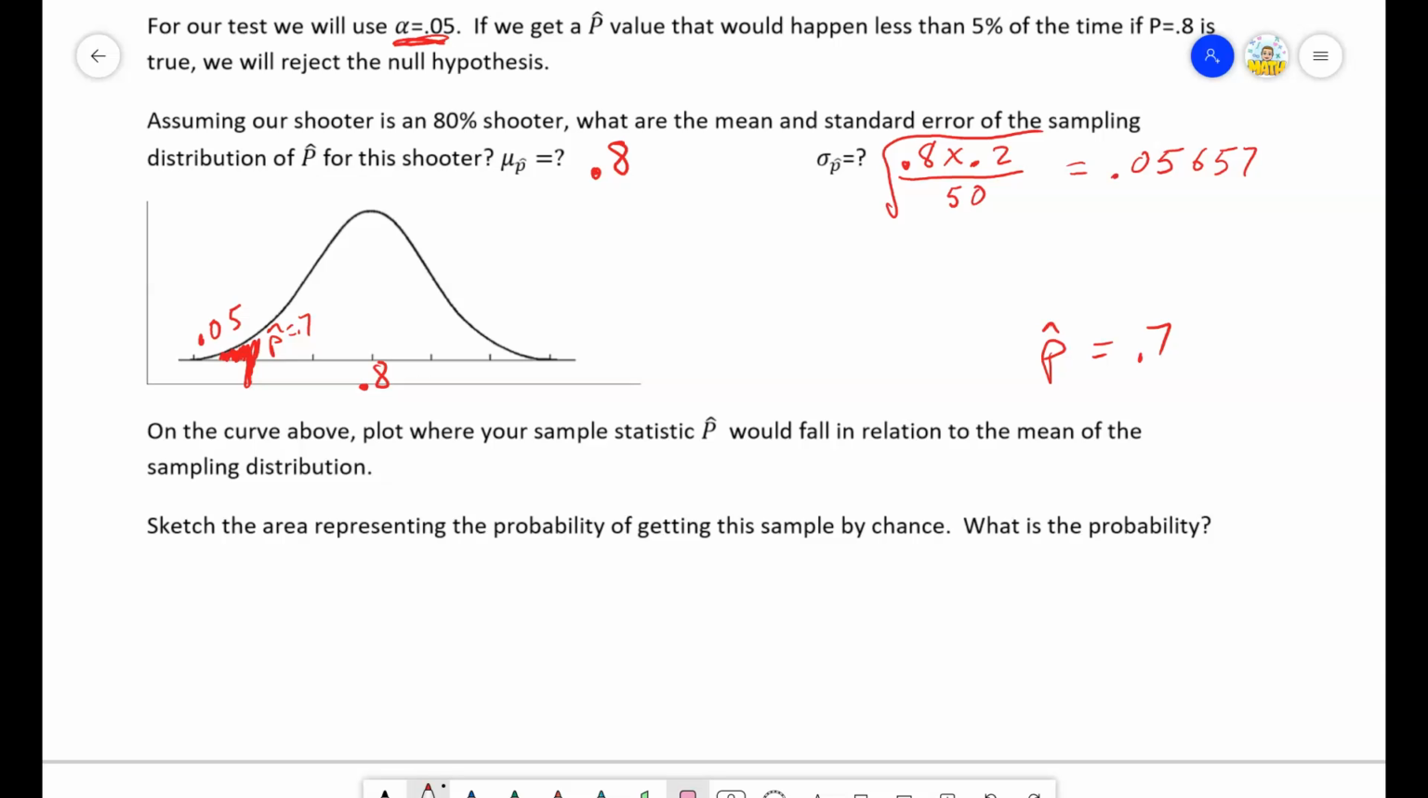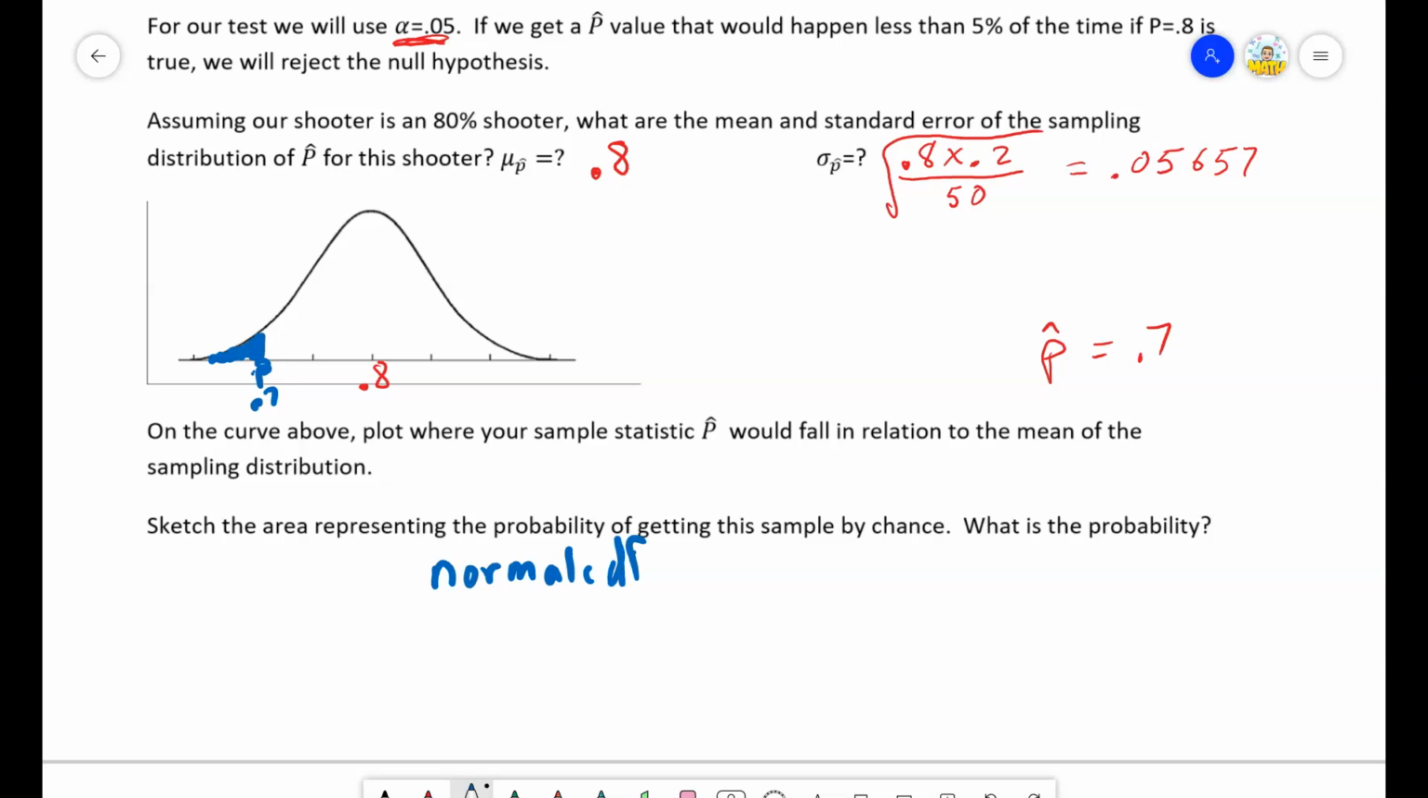Okay, so let me just erase a little bit here. So let's go ahead and put p hat, looks like it would be a little bit less than 2 standard deviations below. 0.7 lives here. And the area, or the probability below that, we're going to call that the p-value. That's the probability that would happen by chance. What is that probability? This is a normal CDF situation.